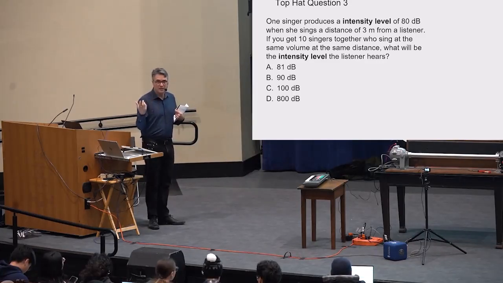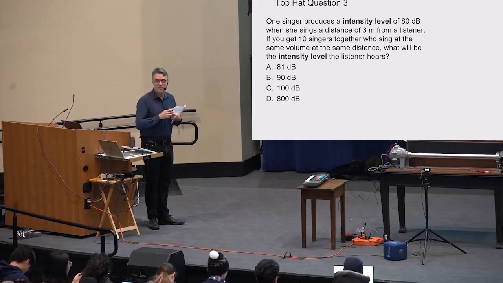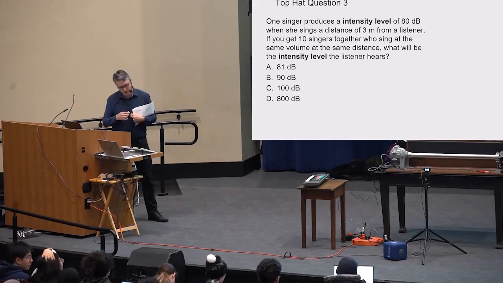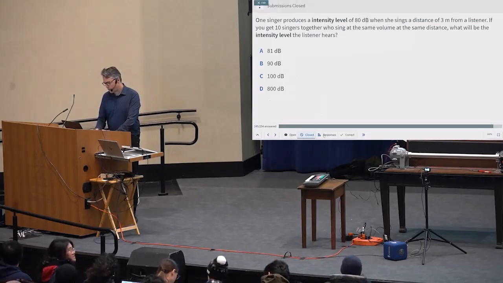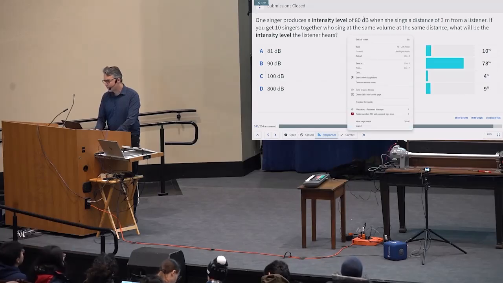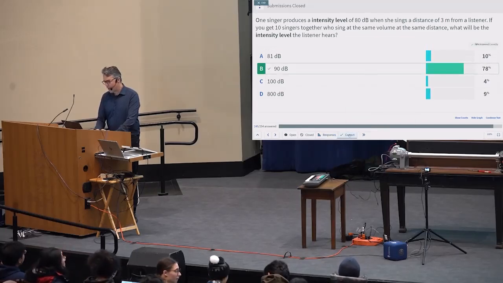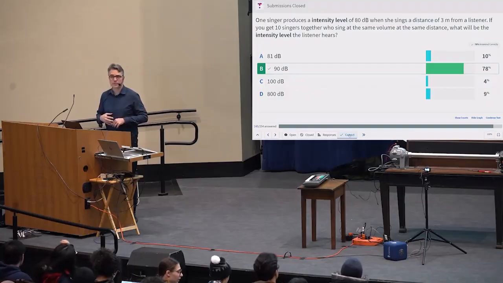So when someone complains about your party being at a certain decibel level, you should ask them where they made the measurement. 10 singers, what should be the decibel level? So when you multiply the intensity by a factor of 10, you just add 10 decibels. 80 goes up to 90.